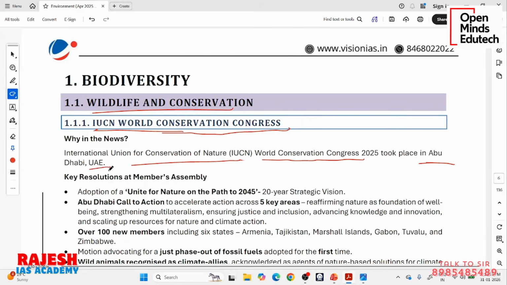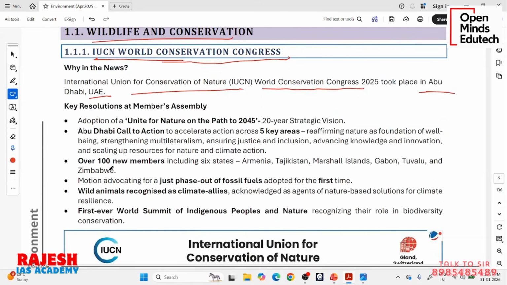So which country is hosting this year? It is the UAE. There are some key resolutions taken. What are the key resolutions? They were taken at a body called the Member Assembly in this World Conservation Congress. They have adopted something called Unite for Nature on the Path to 2045.